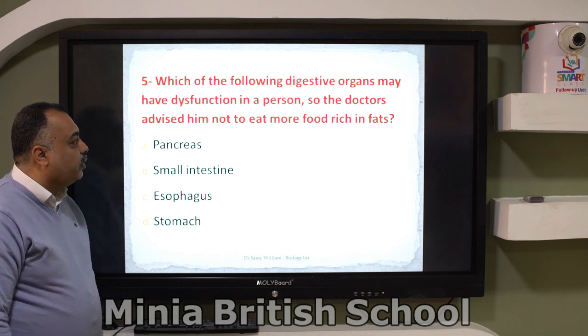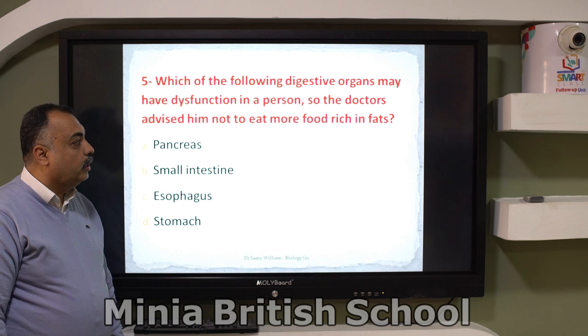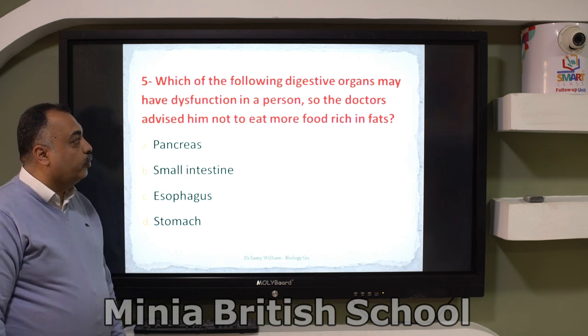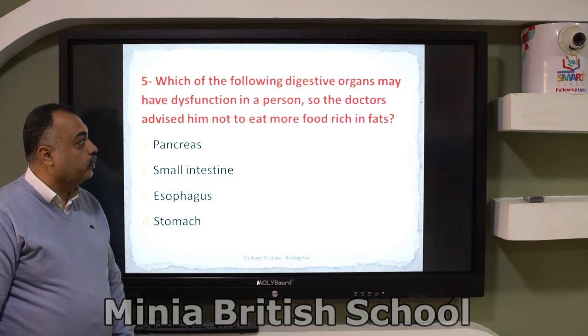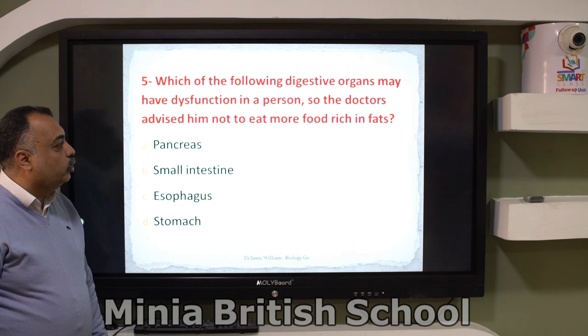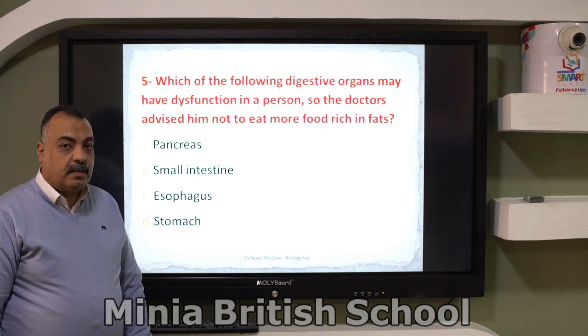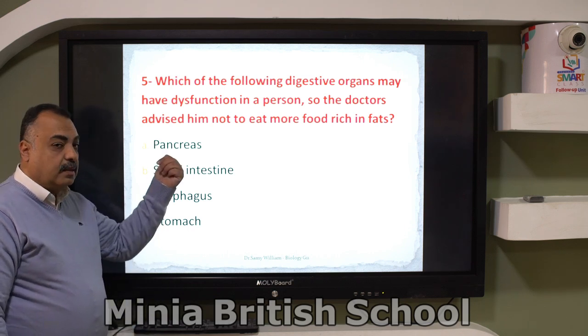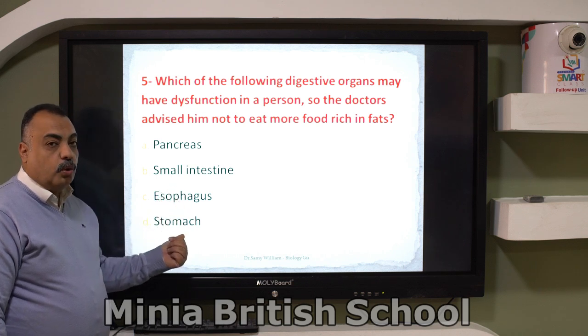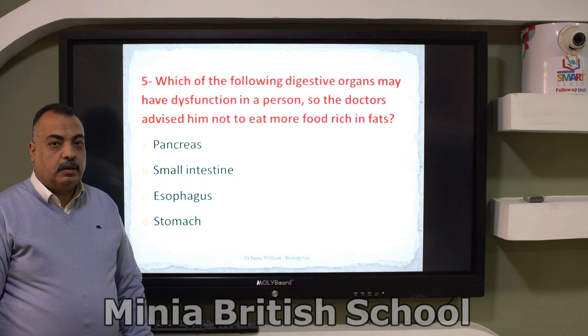The next, which of the following digestive organs may have dysfunction in a person, so the doctor advised him not to eat more food rich in fats? Pancreas, small intestine, esophagus, or stomach? Take your time.